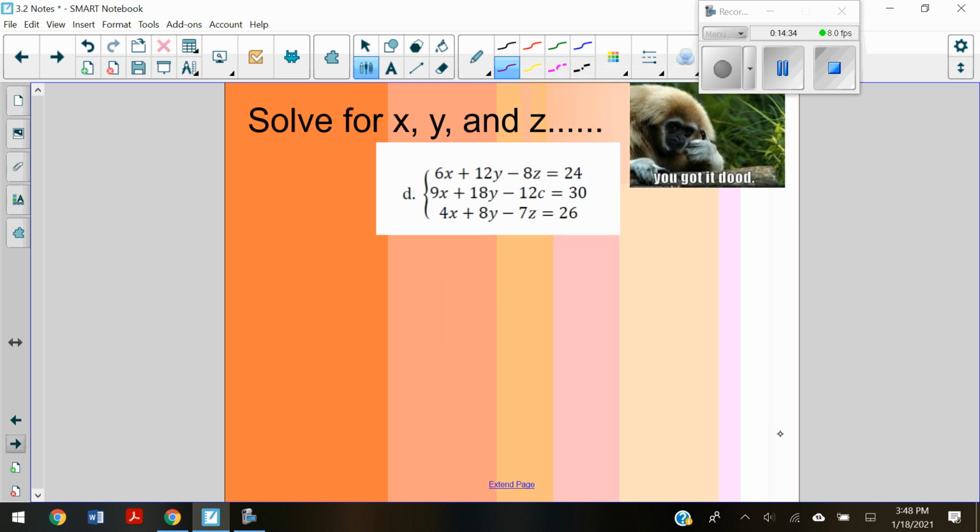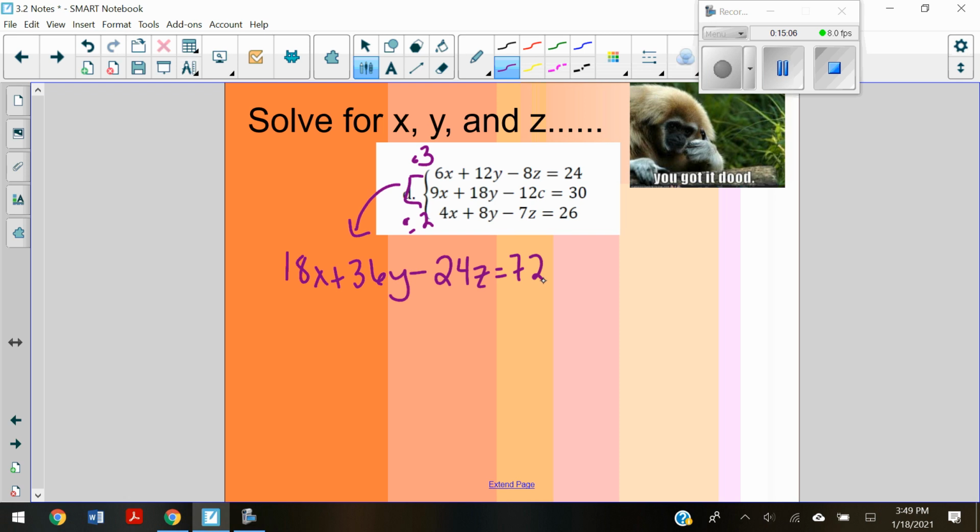Okay, so again, not the greatest numbers to work with, but I'm just going to take the top and the middle, and I'm going to make them into 18. 6 and 9 both go into 18. So I'm going to take the top one, and I'm going to times it by 3. And I'm going to take the middle one, and I'm going to times it by a negative 2. So I get 18x plus 36y minus 24z equals, 24 times 3, 72.